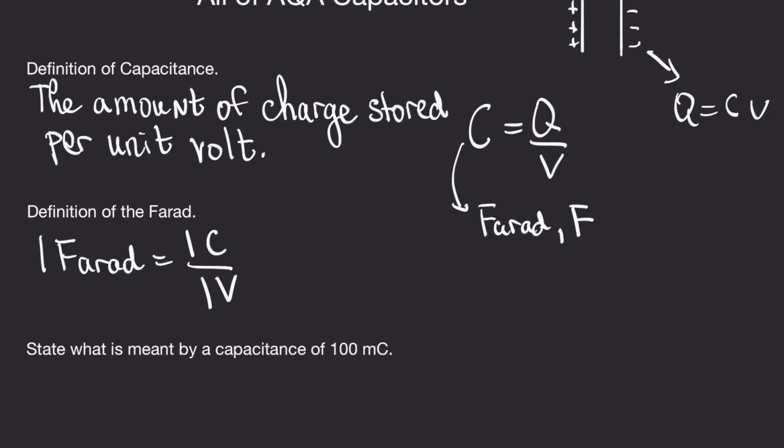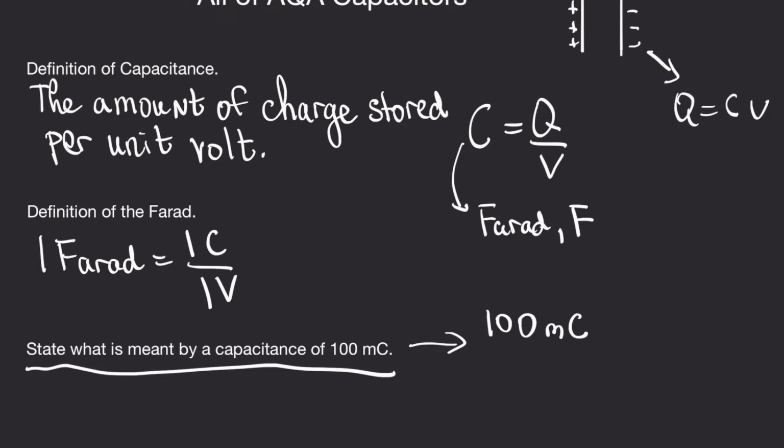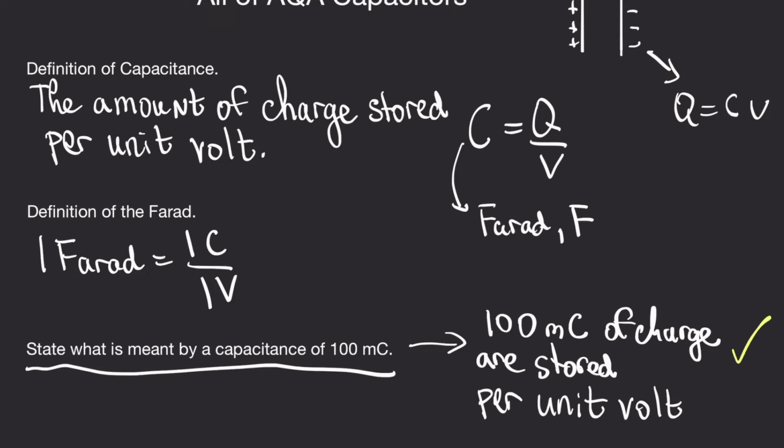Sometimes in AQA you can get questions such as state what is meant by a capacitance of 100 millifarads. Typically this is a 2 marker, by the way, so you can say something like 100 millicoulombs of charge are stored per unit volt, and 1 mark will go for this, and then 1 mark will go for this statement.